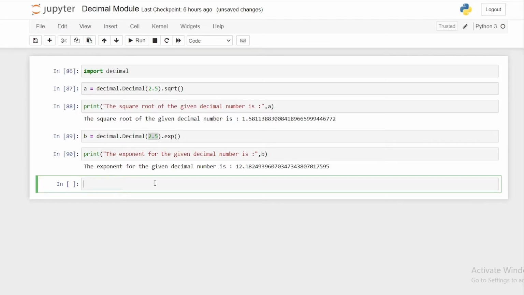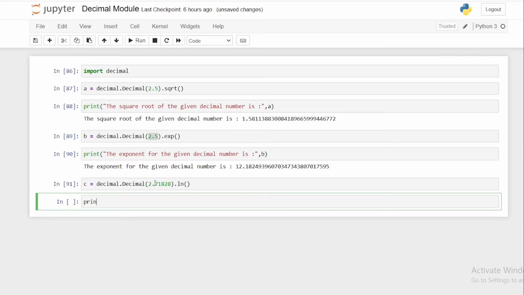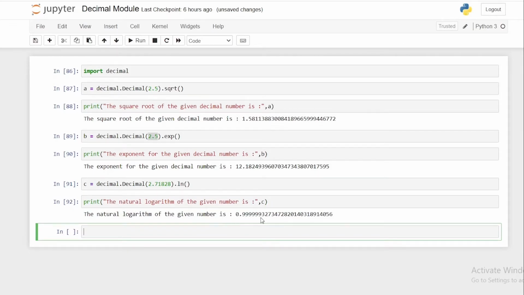So the next function we're going to see is the natural logarithm. So decimal dot, here in this case we're going to pass in the e component, or Euler's number, which is represented by 2.71828, which will give you, when you take the log of that number, the output as 1. So let us check it out by using the natural logarithm, and I'm going to print the natural logarithm of the given number is, and we're going to say c. So here you can see that the natural logarithm of the given number is 0.999327, which is approximately equal to 1. So this is what you get for decimal.